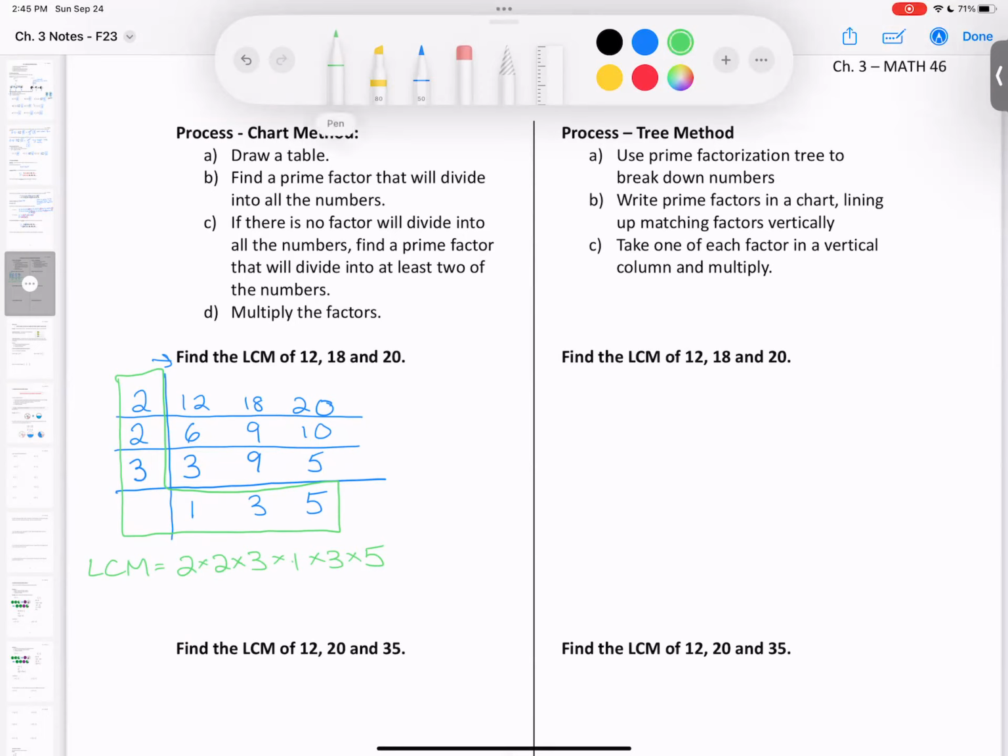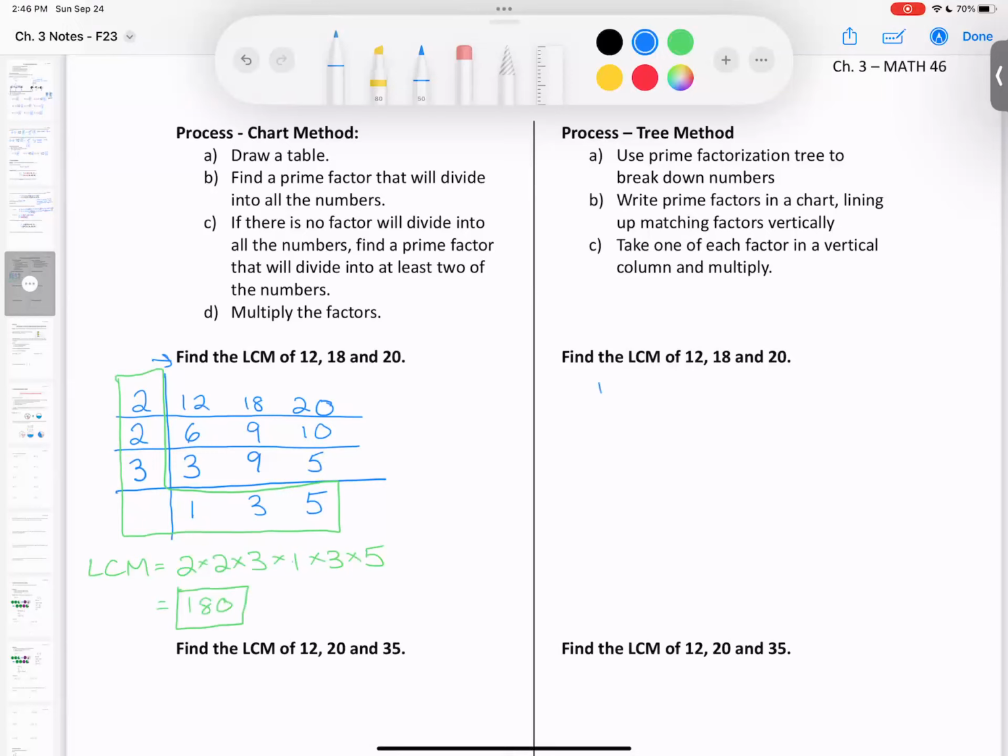And let's multiply that out. So 2 times 2 times 3 times 3 times 5. And I get 180. Okay, so that is method 1 using the division method. The nice thing about it is that it spells that L. The next way is doing the trees.